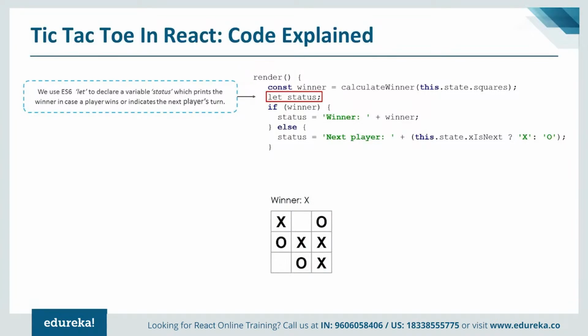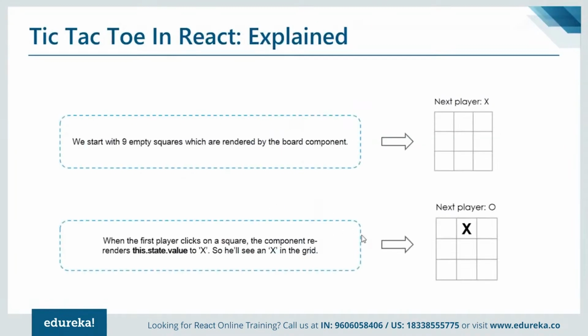What we did, we start with 9 empty squares, and when the first player clicks on a square, the component re-renders the state value to X. So he will see an X in the grid. This is a 3x3 grid where the person will see X or O.